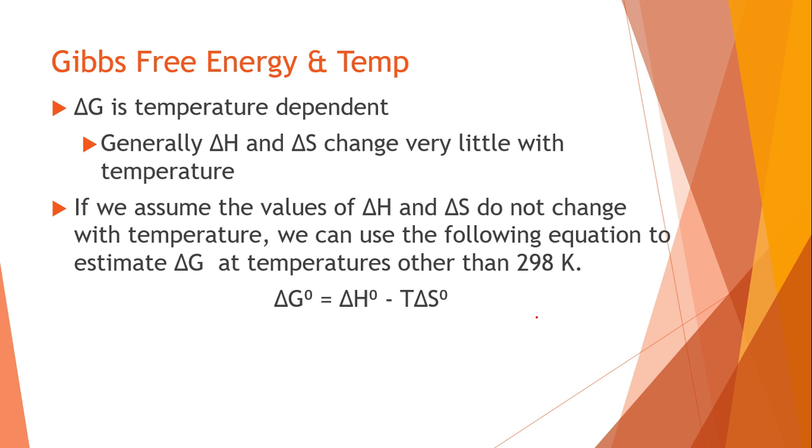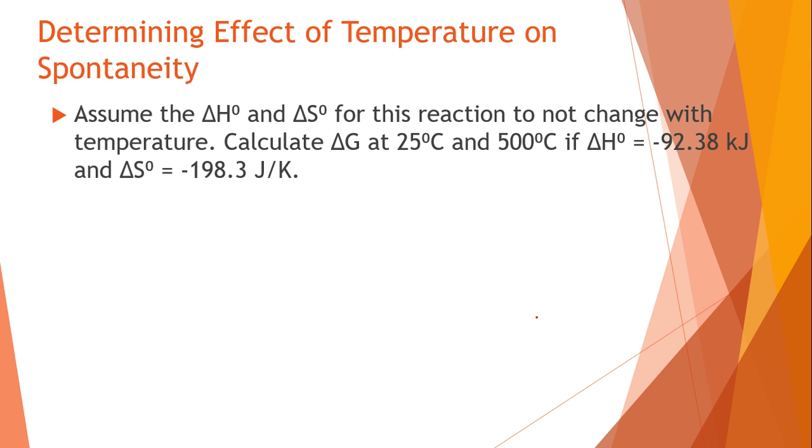So delta G is temperature dependent. Usually delta H and delta S change very little with temperature, so we like to assume that they don't change with temperature at all. Again, we'll use the equation we have been using, delta G equals delta H minus T delta S. We can replace our T and actually determine what delta G is going to be at two different temps.